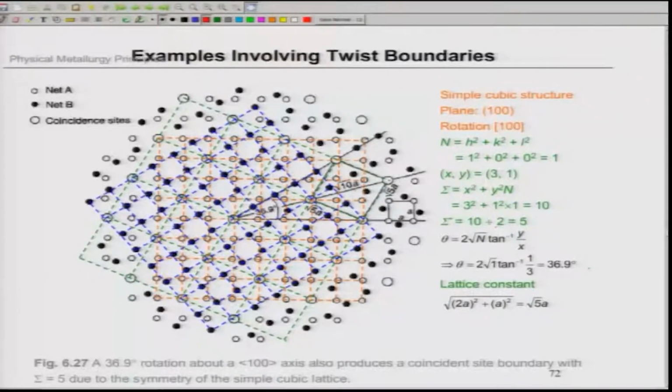So, if I rotate 36.9 degrees about the 1 0 0 axis, we can also generate a sigma 5 boundary where the coincidence points will be similar to what I have shown you. In this case also, it is easily seen that 36.9 degrees is the rotation required in cubic crystals to do that. And here you see the unit cell shown; root 5a is the new lattice parameter.